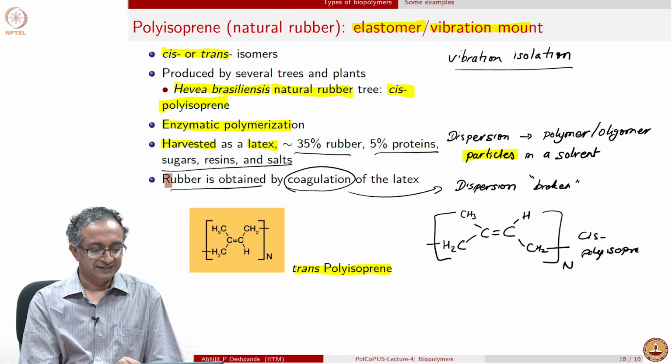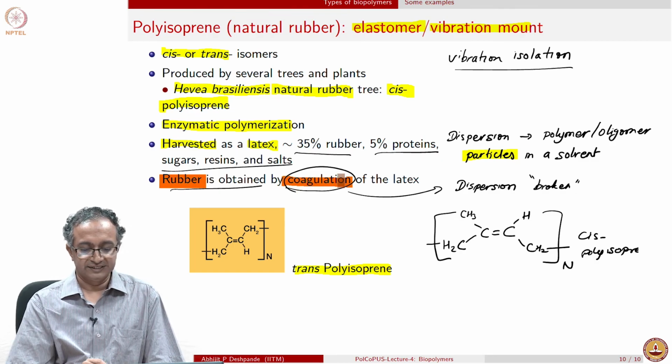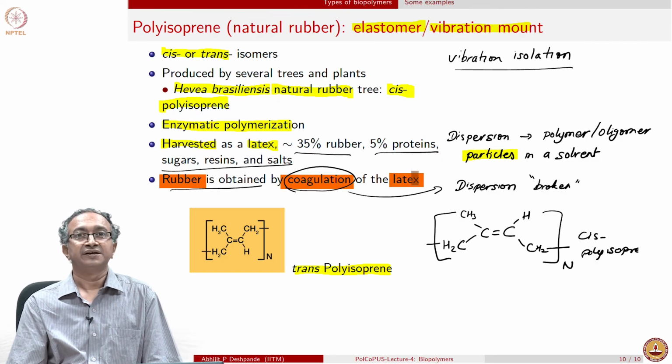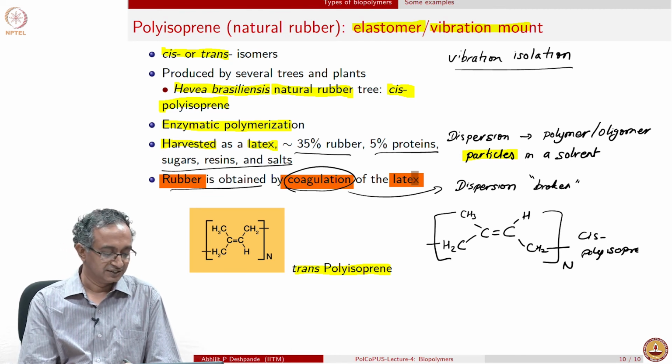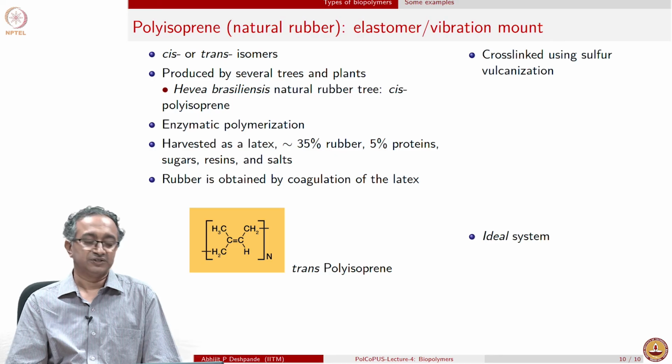So, as we have seen, rubber is obtained by coagulation of the latex, and in this stage natural rubber is not very useful, because it still will have more liquid-like properties. When we want to use it as a vibration mount, or as an elastomer, we need solid-like character, where these latex particles should get joined with each other, and this is done basically by cross-linking the rubber.